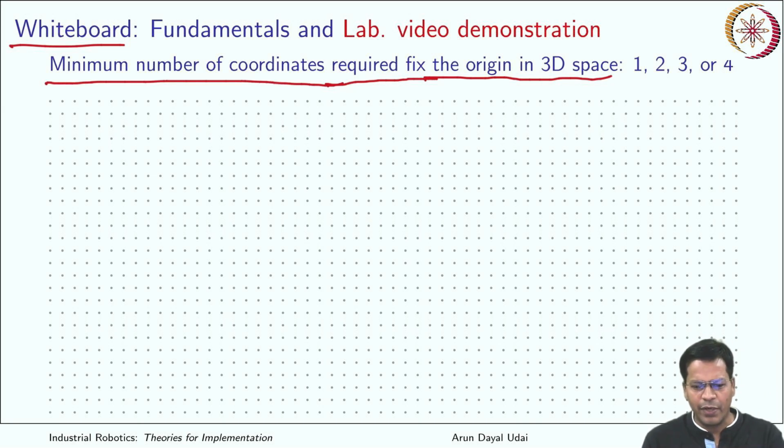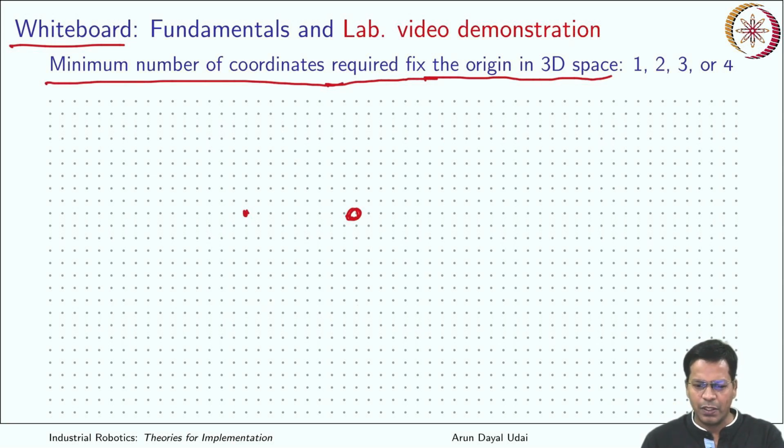So let us say I have just one point. Okay, so where can your origin lie? Your origin can lie anywhere in the workspace. So you can have infinite locations for your origin. So one point is not enough to constrain your origin. It can be anywhere in the 3D workspace. Okay, so it is not enough, you see.